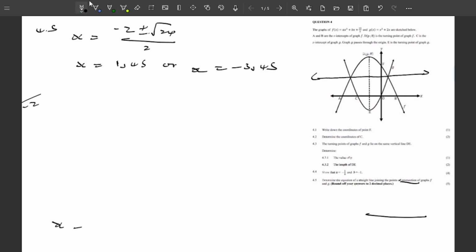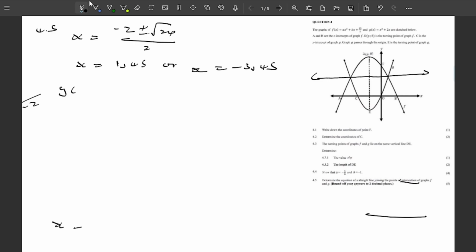Then this is our values of x. Now remember, they want to determine the equation of a straight line. So from here on, what we're going to do is use these x values to find the y values, and we're going to say g.